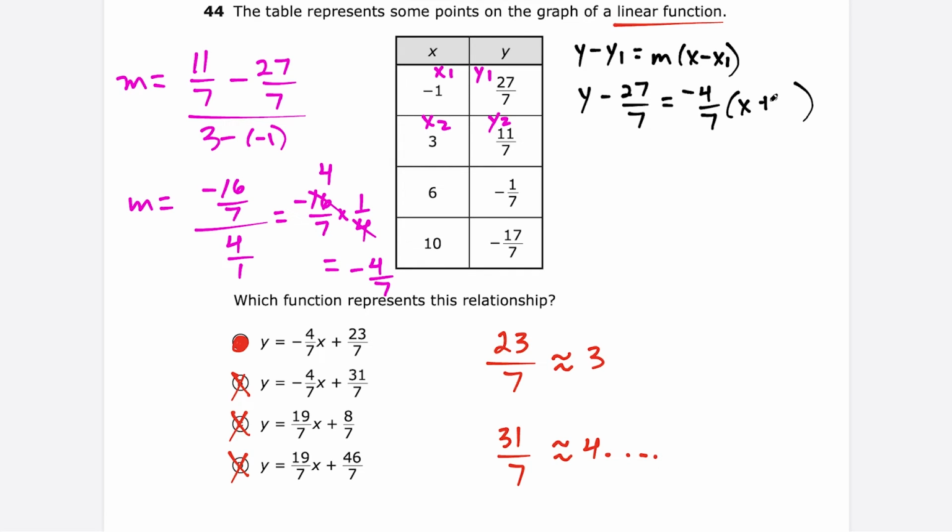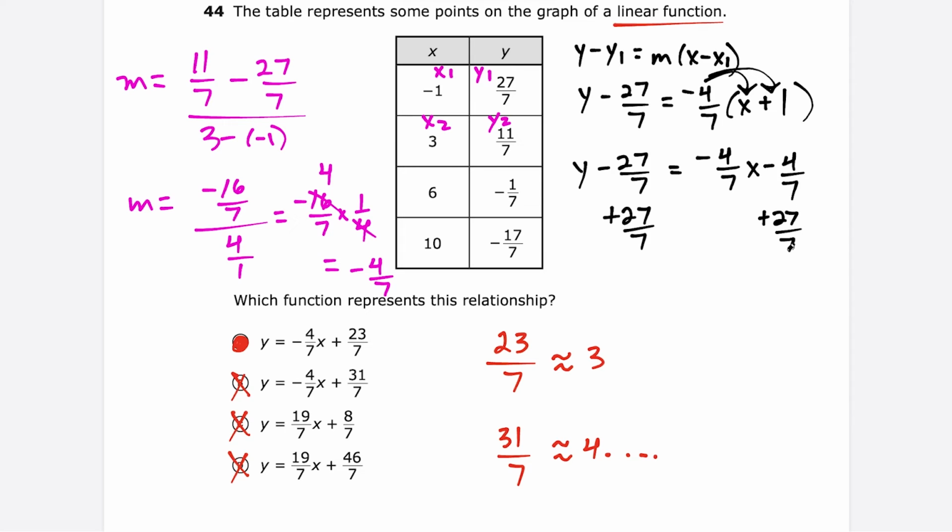Okay, and then from here, what we're going to do is use the distributive property. So we're going to have y minus 27 over 7 equals negative 4 sevenths times x, and then negative 4 sevenths times 1 is minus 4 over 7. And now just add 27 over 7 to both sides to solve for y. After these terms cancel, we have y equals negative 4 sevenths x, and then if I do 27 over 7 minus 4 over 7, that's going to give us 23 over 7. And that matches exactly what we need at the end here. So A is definitely our answer.